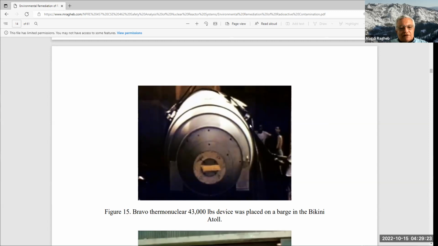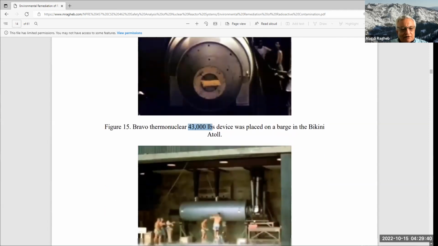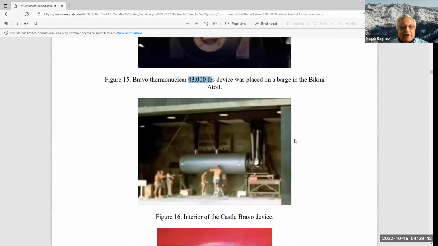You'll find that it was a very large device. Notice those people standing right next to the device. This is something that you cannot even put on an airplane. It was huge. So they had it on a barge, and the barge was exploded on the surface of the lagoon. It weighed 43,000 pounds, and that's quite a high weight.